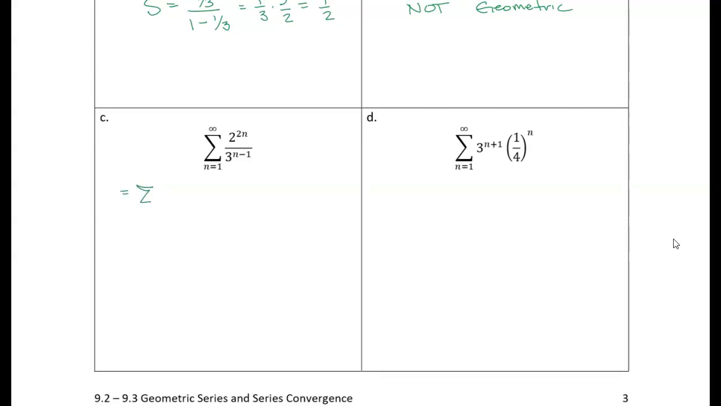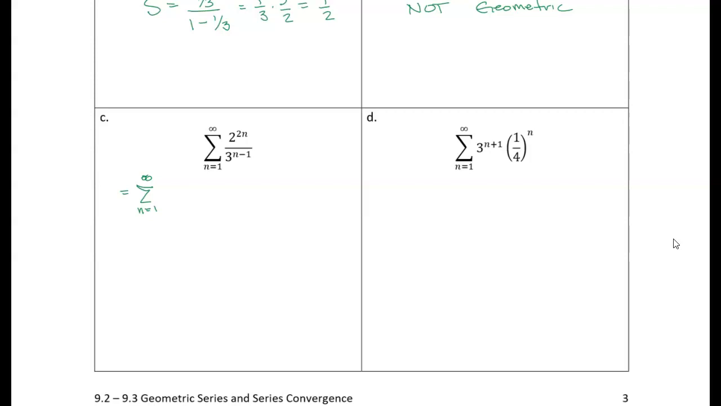So I'm going to copy down the summation from n equals 1 to infinity. And I've got a power of 2n on the top, and a power of n minus 1 on the bottom. So this common ratio is not jumping out at me, but if I manipulate it a little bit, I might be able to do something with it.